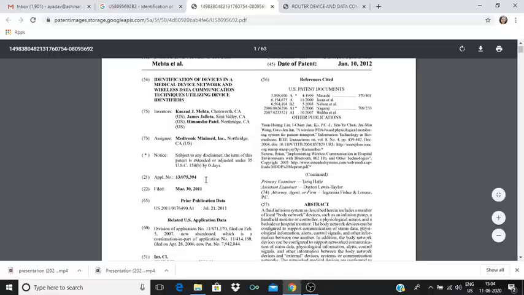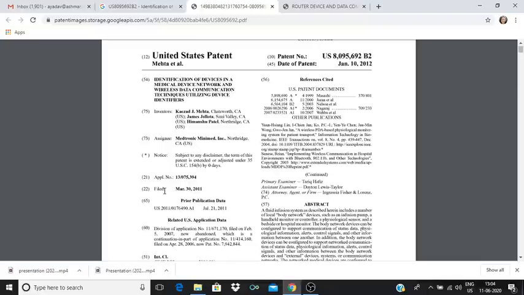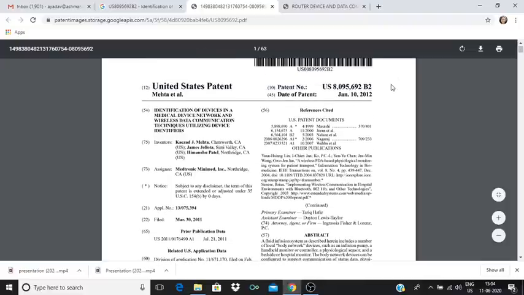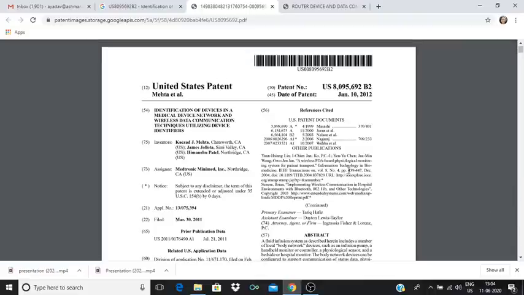This is the application number. This is given the moment you file an application. The filing date is given. It was filed on March 30, 2011, and it was granted on January 10, 2012. You can see here, this is the grant date and this is the filing date. So it took around 1 year for the patent to get granted. This is the application number and this is the patent number. Application numbers and patent numbers are very different from each other.